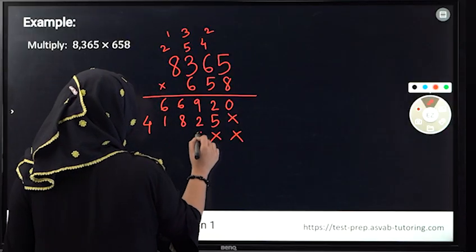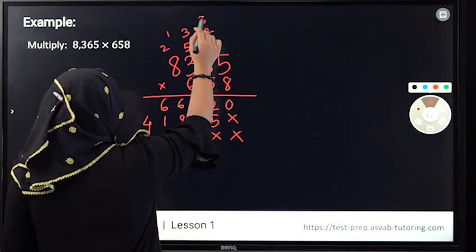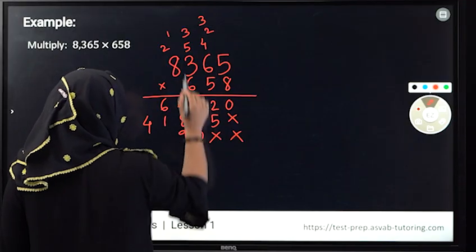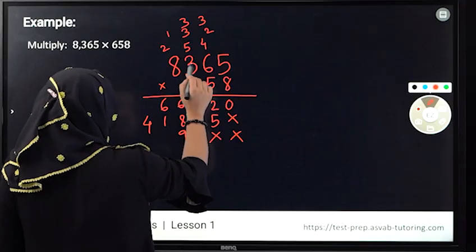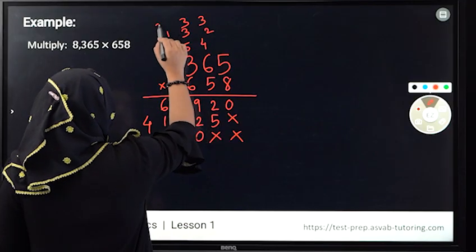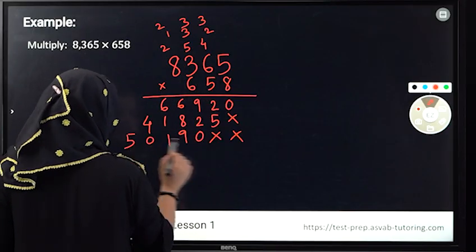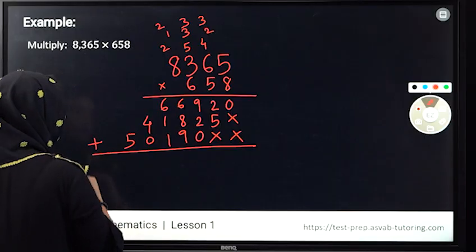5 times 6 is 30, 0, carry the 3. 6 times 6 is 36, plus 3 is 39, carry the 3. 6 times 3 is 18, plus 3, 19, 20, 21, carry the 2. 6 times 8 is 48, plus 2 is 50. Now we're going to add all of these digits.